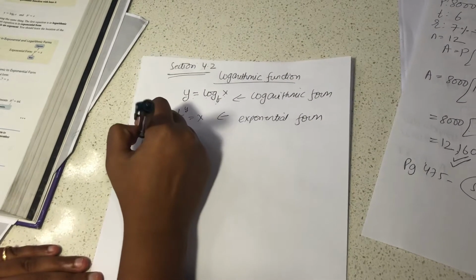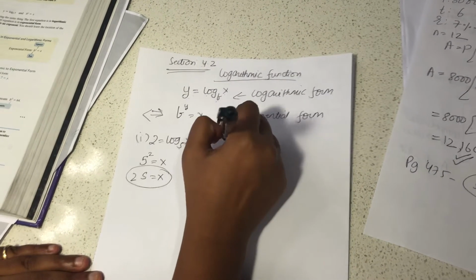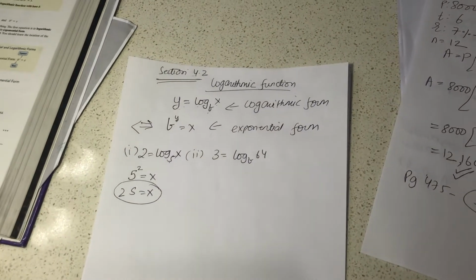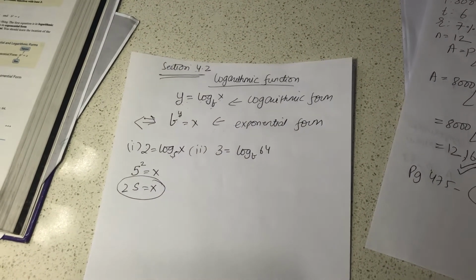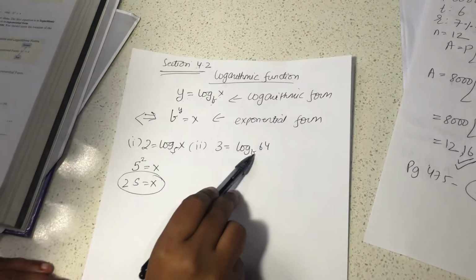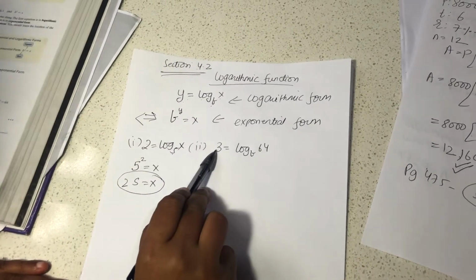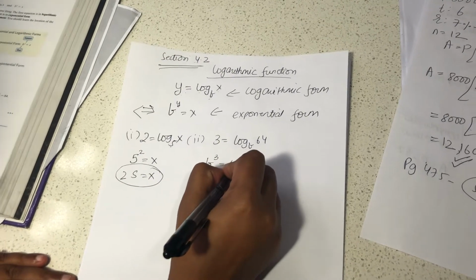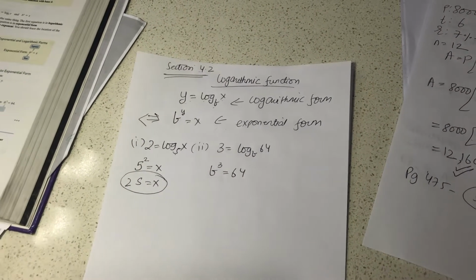Okay, let's take one more example. It says 3 is equal to log base b of 64. You have to write it in the exponential form again. How do you do it? I told you, take whatever is the base, take it here, and this number goes to the power. So it becomes b to the power of 3 is equal to 64. That's it. That's your answer.